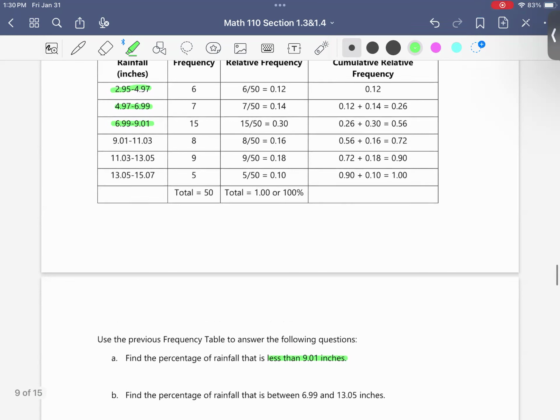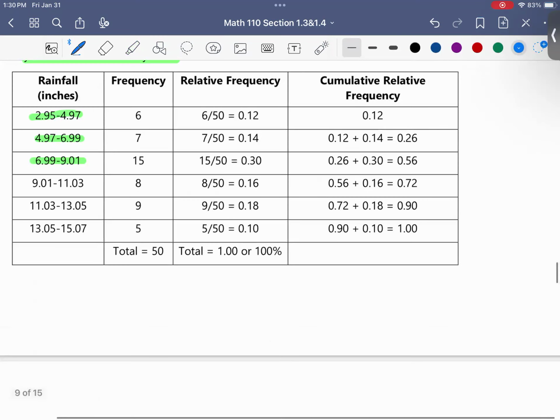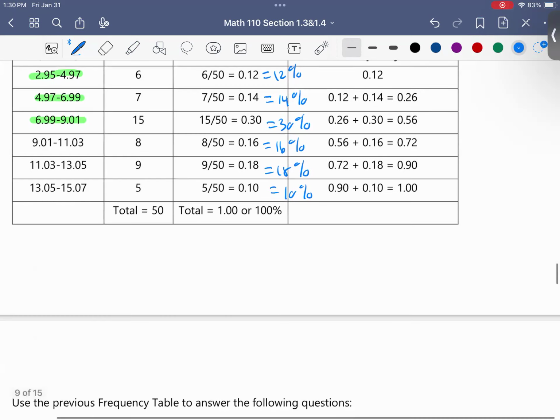So we're going to add up those percentages, which is, let's go ahead and change these percentages in the table. So 0.12 is actually 12%, 14%, and 30%. Just move the decimal over twice. You might as well finish out the rest of these for the sake of practice. 18% and 10%. And notice that these will all add up to 100%. But okay, let's go back to the question.